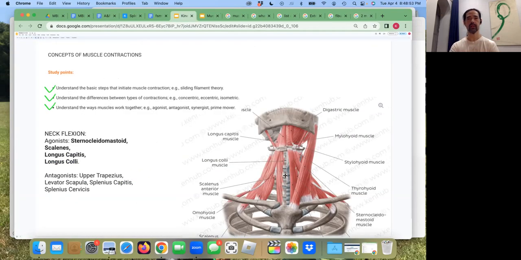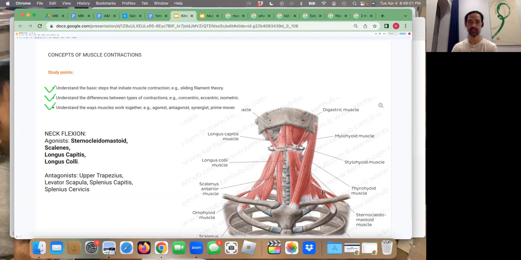All right. Again, it's the longest coli, the longest capitis, also the SCM muscle, and then the scalene muscles. That's for flexion. So if the question is, in neck flexion, which muscles are contracting concentrically? Or, these 4 muscles contract which way, concentrically or eccentrically? Or what are these 4 muscles? Are they the agonist, the antagonist, or the prime mover?